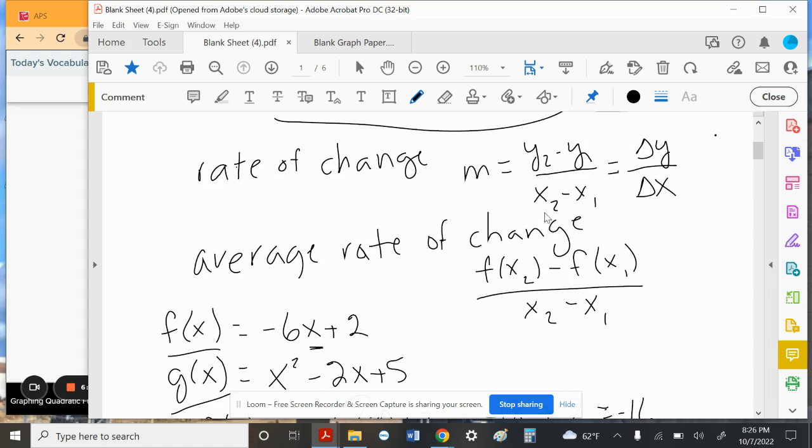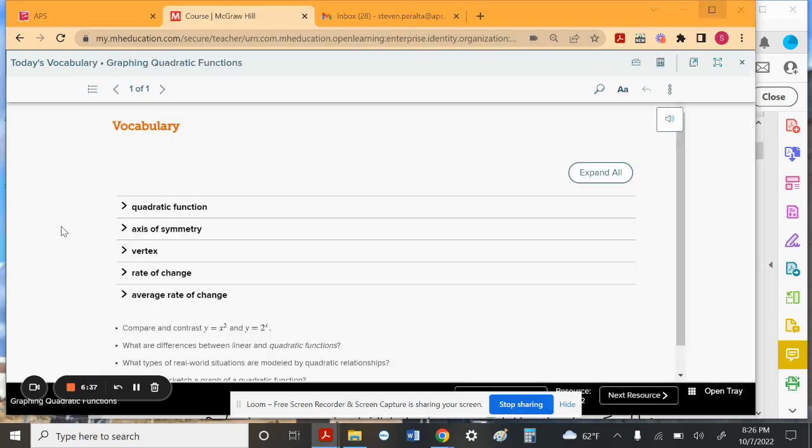F of x2 is really y2. F of x1 is really y1. This is supposed to be a y1, by the way. And here we have x2 minus x1. So this is the average rate of change. Okay, so average rate of change, pretty much meaning the same thing for now. Now, of course, once you move into upper division math classes, this will change. Okay, so those are the definitions that we will be looking at for this lesson.